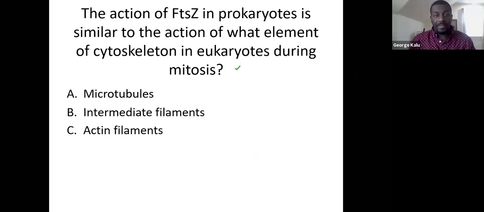Okay, so next question here. The action of FtsZ in prokaryotes is similar to the action of what element of the cytoskeleton in eukaryotes during mitosis? So what does FtsZ act similar to when we're looking at mitosis? Is it going to be the microtubules, the intermediate filaments, or actin filaments?